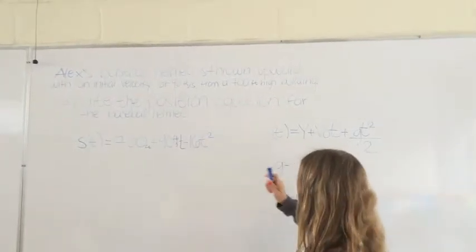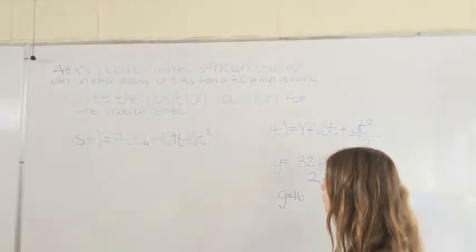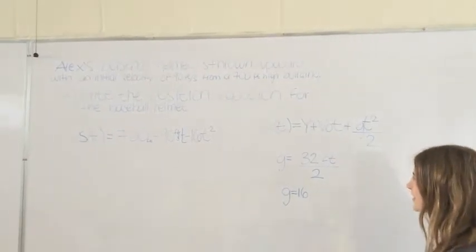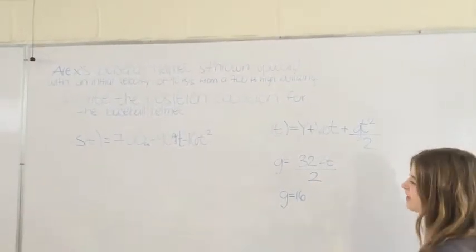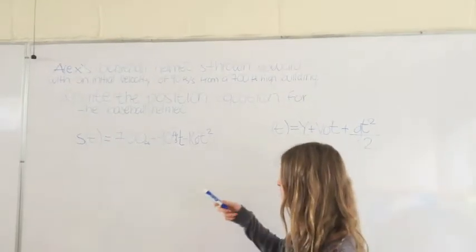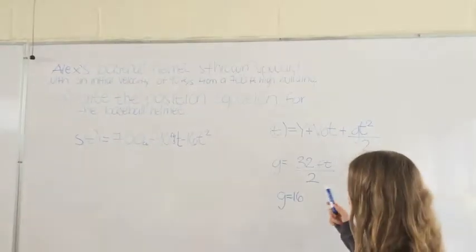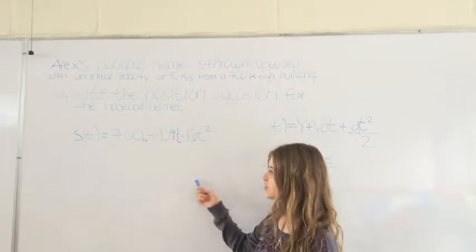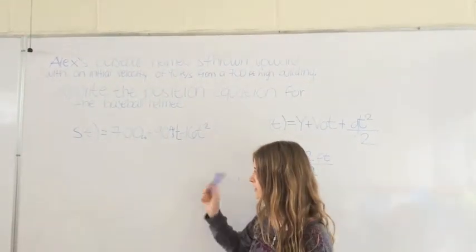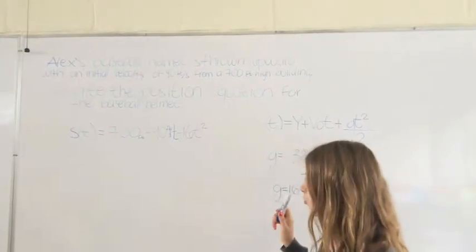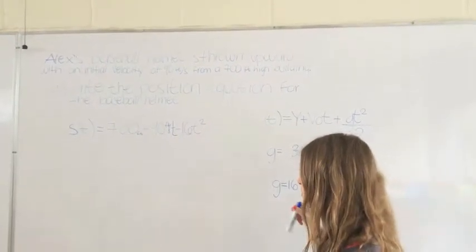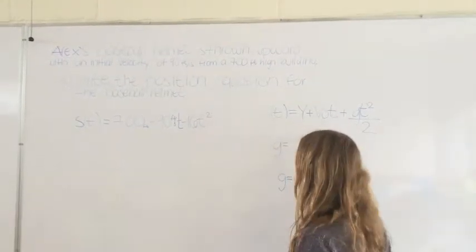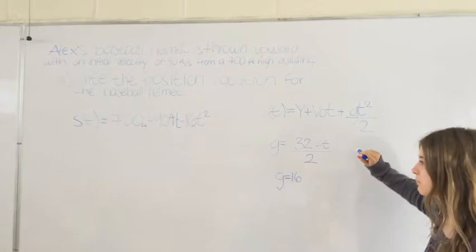So Alex's baseball helmet is thrown over with an initial velocity of 90 feet per second from a 700 feet high building. In letter A, we have to write the position equation for the baseball helmet. So here we need to find the equation of S of t, because with this formula we can find the time at any given position. So we need to substitute the original formula.